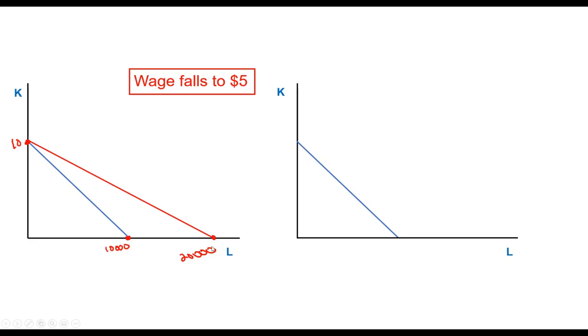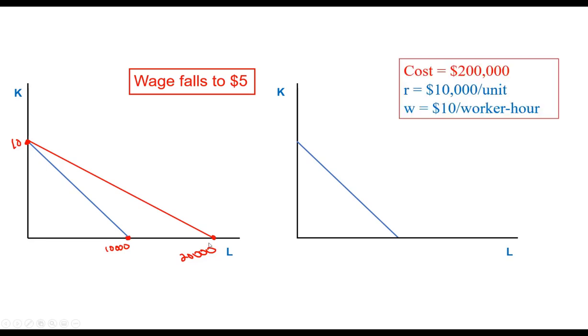What if, instead of a decrease in wage, we have an increase in the cost that the firm is willing to spend? An increase in the cost would mean that we could hire both more capital and more labor all along the isocost line. So we would get an isocost line that would look like this. Instead of 10 or 10,000 or some point between, we would have 20 units of capital we could hire, 20,000 units of labor, or some combination between 20 and 20,000.